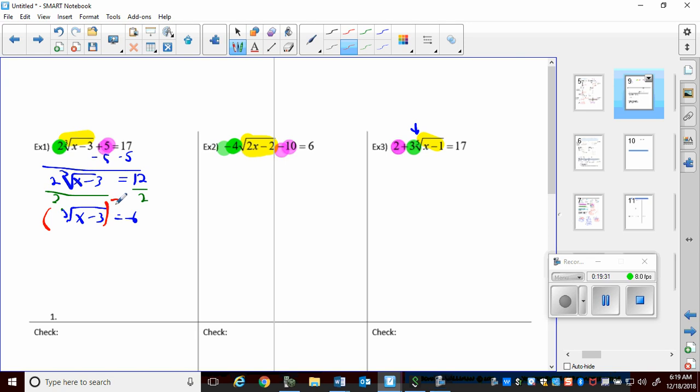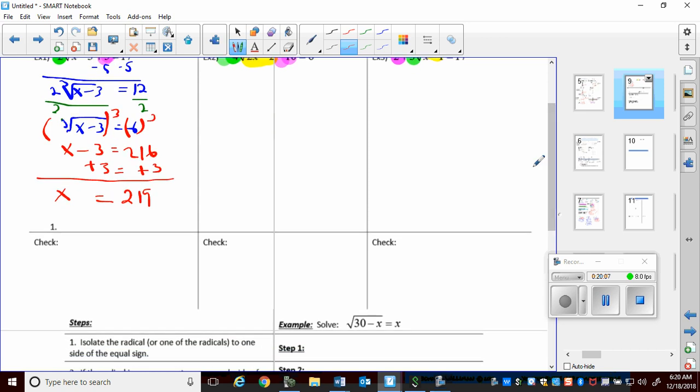Now, if I want to get rid of the cube roots, I need to cube both sides. It's not a square root. And what I end up with is x minus 3 equals 216. Okay, add 3 to both sides. And x should equal 219.